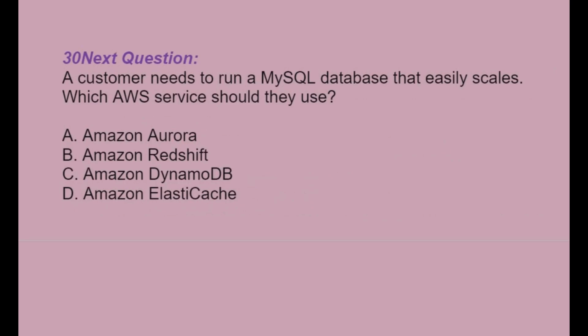Question is, a customer needs to run a MySQL database that easily scales. Which AWS service should they use? Option A, Amazon Aurora. Option B, Amazon Redshift. Option C, Amazon DynamoDB. Option D, Amazon Elasticsearch. Correct answer is option A.